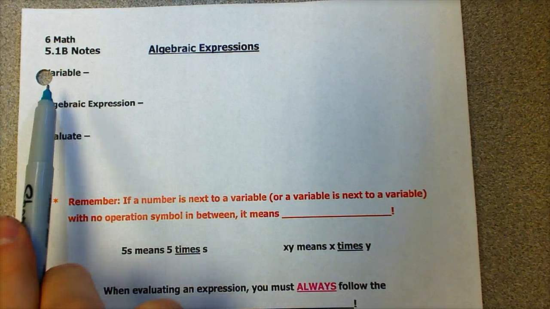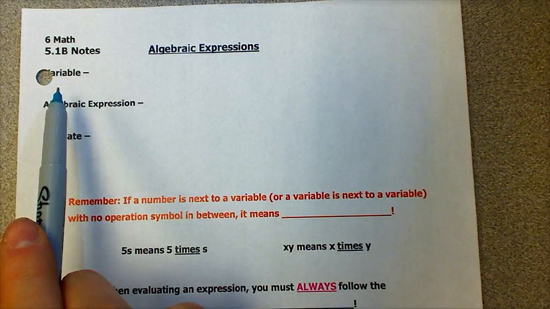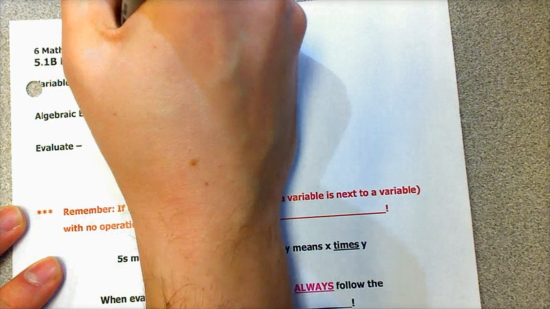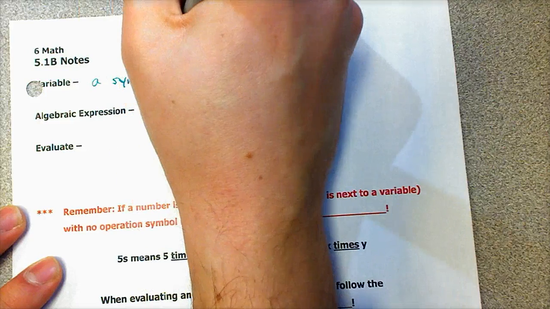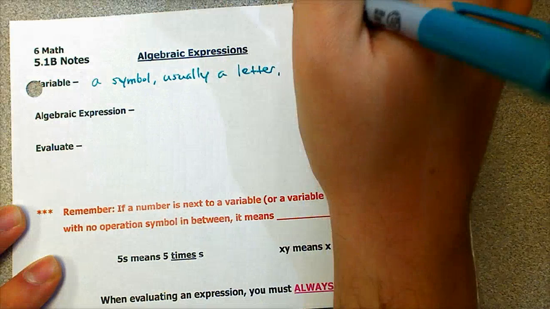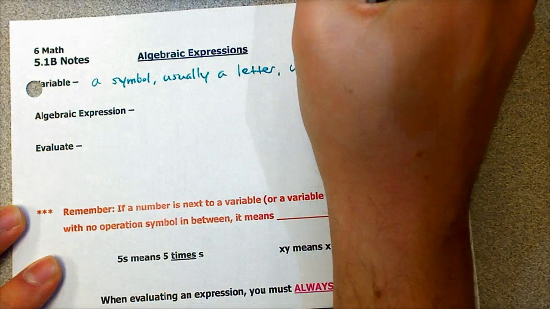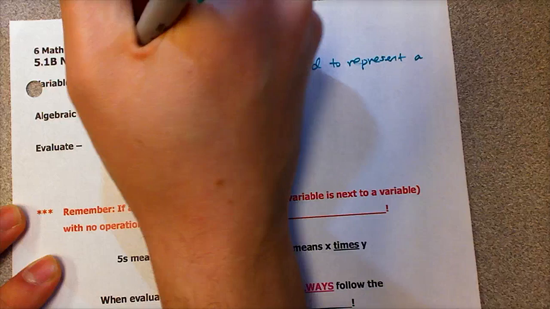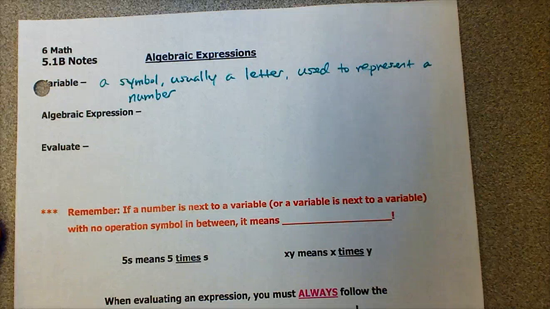The first vocabulary word we have is variable, which we've used before. I know you probably already know what that means, but just so we have a formal definition: a variable is a symbol, usually a letter, used to represent a number. In algebra, the most common variable we use is x, but we could also use y's and n's and a's. But it's a letter that's used to represent a number in an expression.